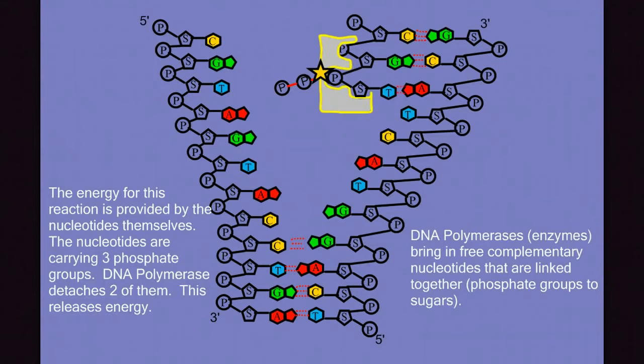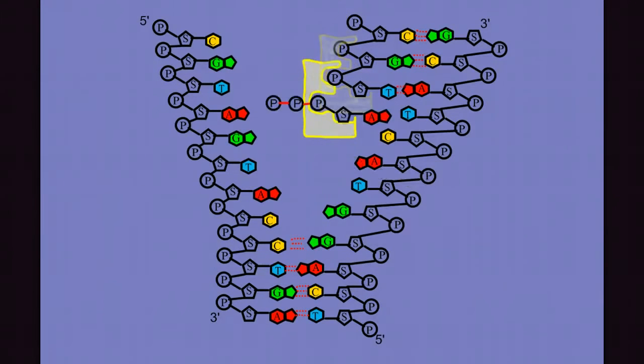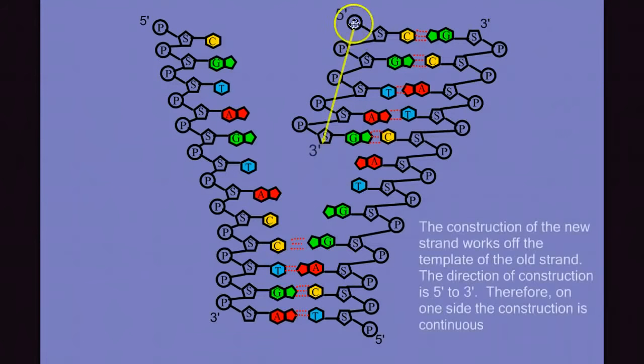Let's continue to build this strand. We'll bring in the next nucleotide, use its energy to build the bond, and the next, build the bond. And you can see that we're building in the 5' or phosphate to 3' sugar direction. In fact, this is the only way we're allowed to build DNA strands. DNA polymerase can only add nucleotides to the 3' end of a growing DNA strand.